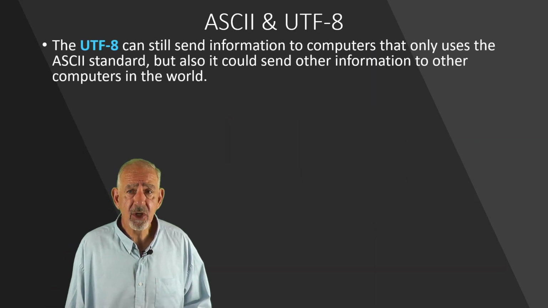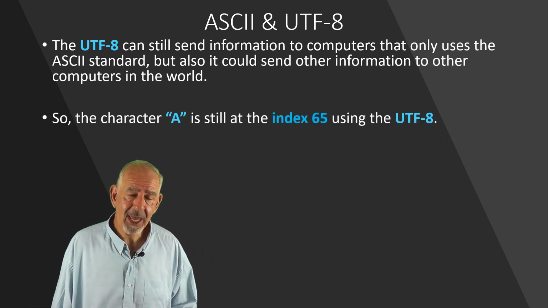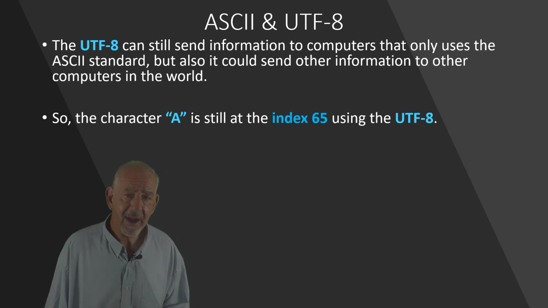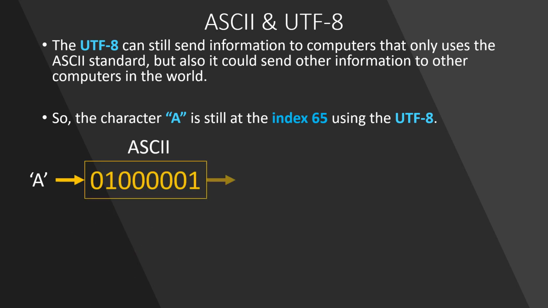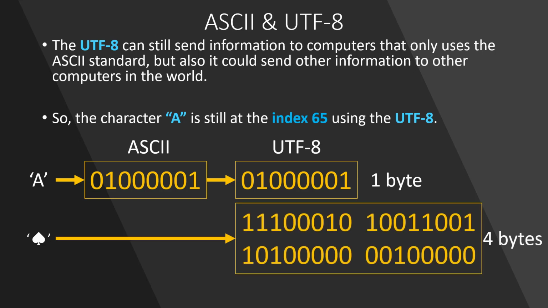So UTF can still send information to computers that only use the ASCII standard. Why? Because we still use the same coding for the basic ASCII characters that we've already created. So if the character for ASCII capital A was 01000001, it's still the same in UTF. 1 byte still gives us that ASCII standard, and we can have a look at the spade symbol and how many bytes that occupies and the standard that it's got. So we still use the old byte formation even though we're using UTF-8, because that makes it backwardly compatible.